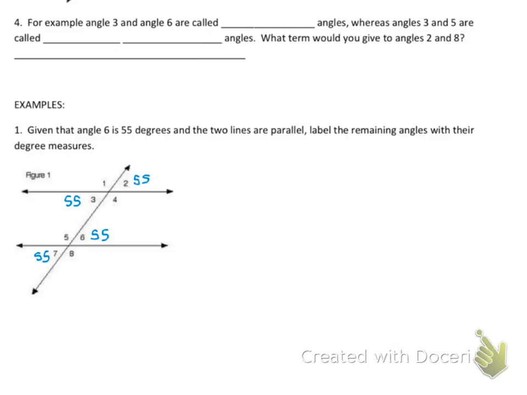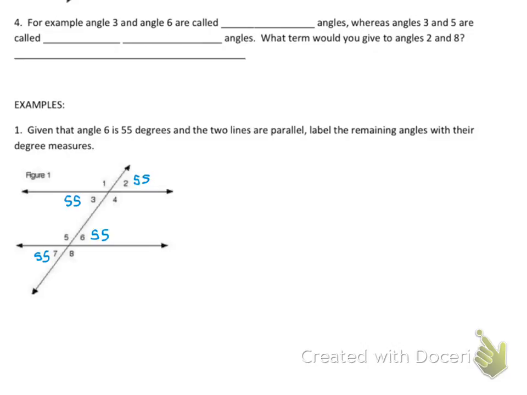And what do we know about 1, 4, 5, and 8? They are going to be all the same, whether it's vertical angles, alternate interior, alternate exterior. Look at 7 and 2. They're both 55s. They're alternate exterior angles.